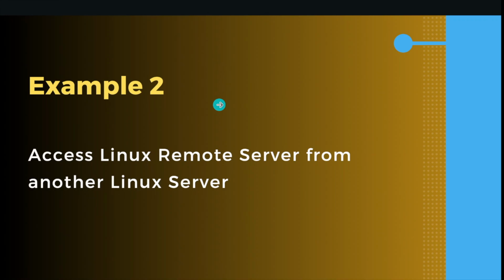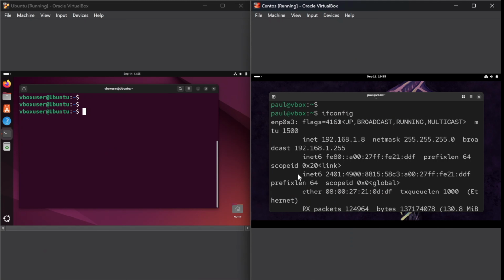So for example 2, let's see how we can access our Linux server from another Linux server. On both sides there will be a Linux based server. For this purpose I have created 2 virtual machines. On the left side I have Linux Ubuntu, and on the right side I am running Linux CentOS. Now my task is to access one Linux server from the other. So in short, let's access the CentOS machine from Ubuntu. How can we do it?